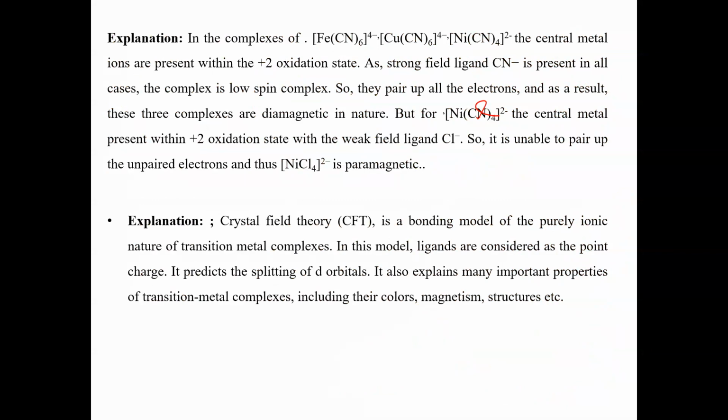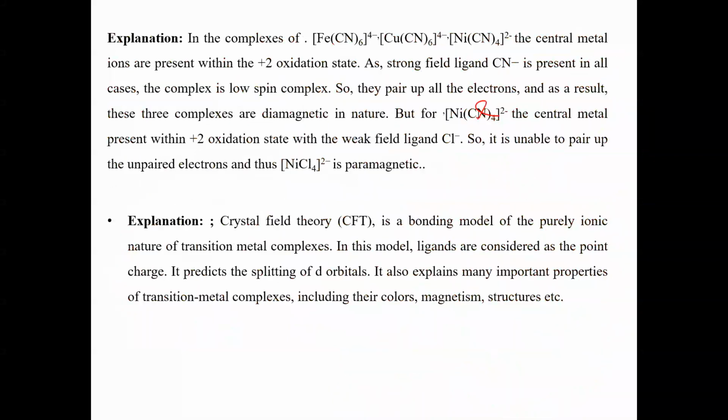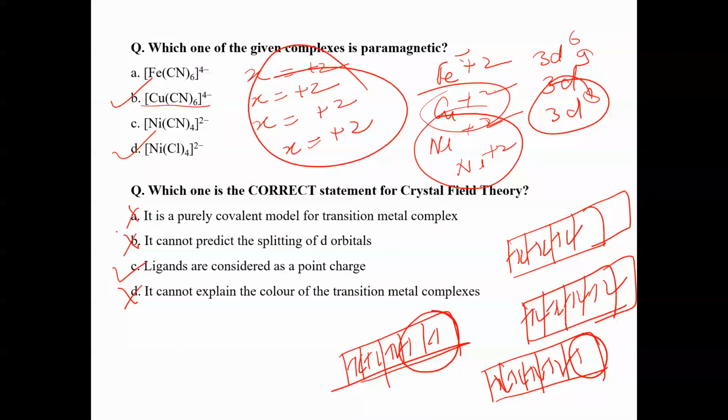Okay, so it predicts the splitting of d orbitals. It also explains many important properties of transition metal complexes, including their colors, magnetism, and structure. Okay, so this is also an incorrect statement. Ligands are considered as point charges. It is right. It is also incorrect. Okay, and this one is also incorrect because CFT is based on the ionic model, right? Because ligands are point charges, they electrostatically interact with the central metal atom, right?